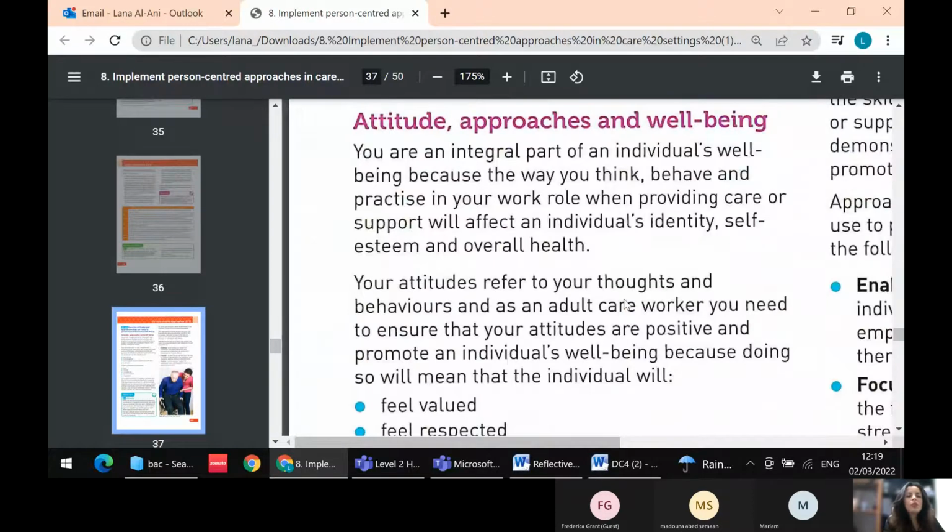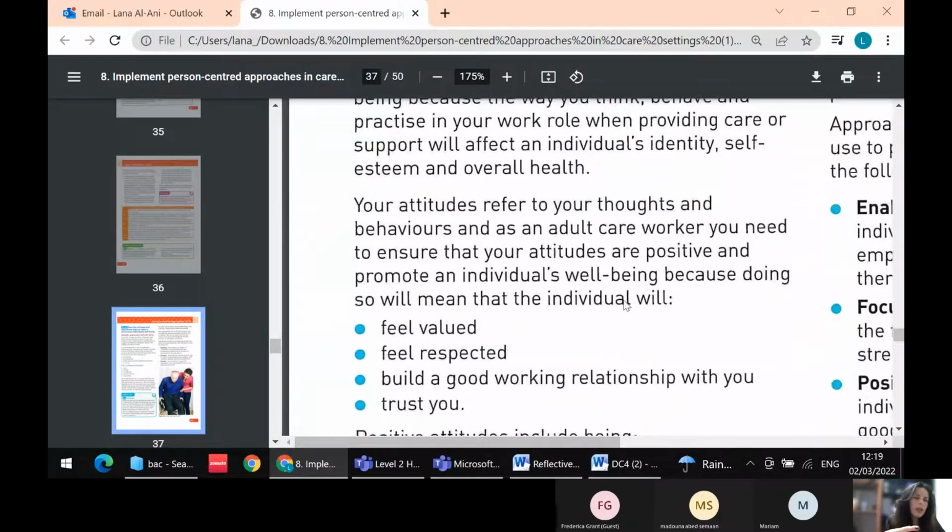So your attitude, obviously your thoughts, your behavior as a carer will reflect on your attitude with people. So the way you think about yourself, if you think highly of yourself, of your achievement, of the way you respect yourself, that will reflect on your work. You will be very positive in your work. It will reflect on your well-being. You will be healthy. You wouldn't be thinking about problems. You will feel valued. You will feel respected.